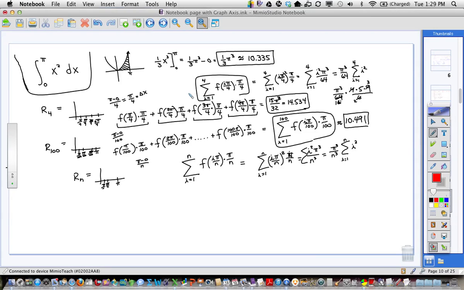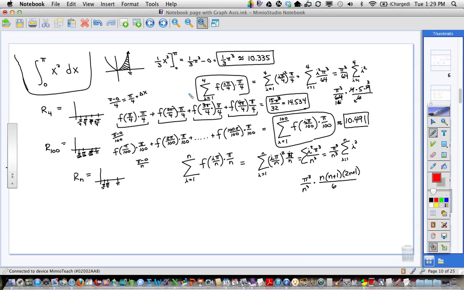Okay, so we're kind of where we were with this one. I'm going to have pi cubed over n cubed. What's the sigma of i squared, i equals 1 to n? So it's n times n plus 1 times 2n plus 1 over 6.